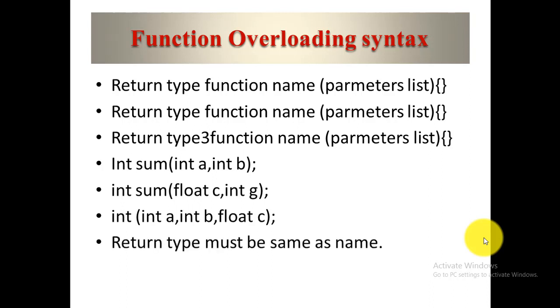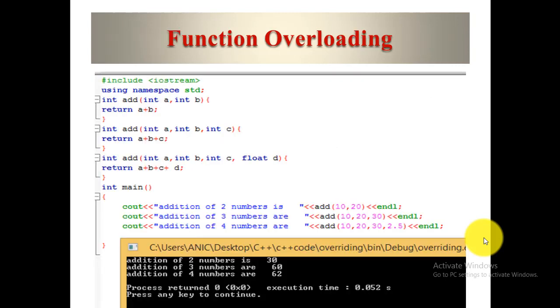Let's understand it with an example. One rule of function overloading is that the return type and the name must be the same in the functions. We cannot change the return type, just as we cannot change the name of the function, in function overloading. So here is a simple example of function overloading in which we created three different functions. All functions have the same return type, int, and the same name, add. But the parameter lists are different.